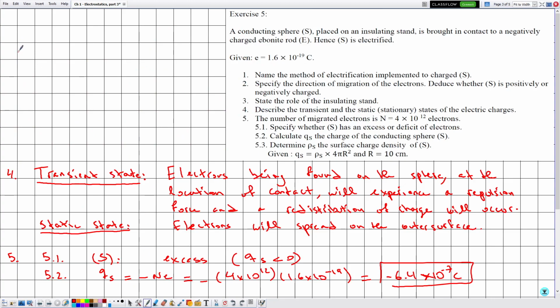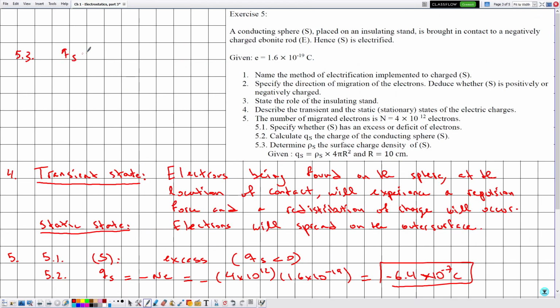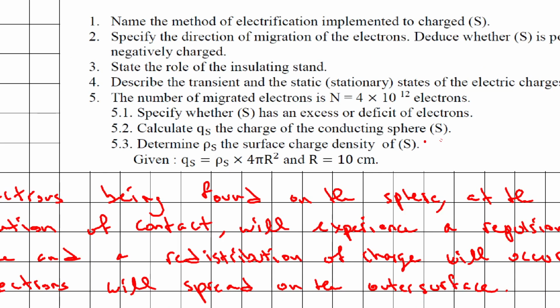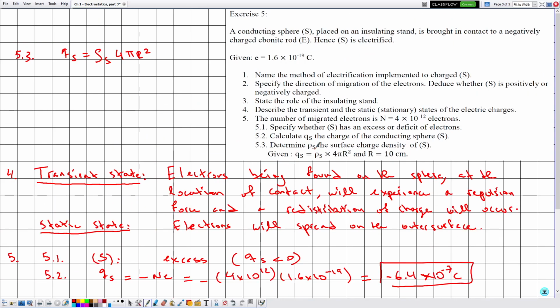Now in 5.3, they're asking us to determine rho s, the surface charge density of S, given the following formula: Qs equals rho s times 4 pi r squared. Independent of our prerequisite knowledge regarding surface charge density, remember that solving or calculating a quantity in physics can be divided into two parts: the law or the relation, and the mathematical skill. So we already have the relation, we're done with the first part, and the second part is the mathematical skill, which is flipping. So we can simply flip to get rho s.